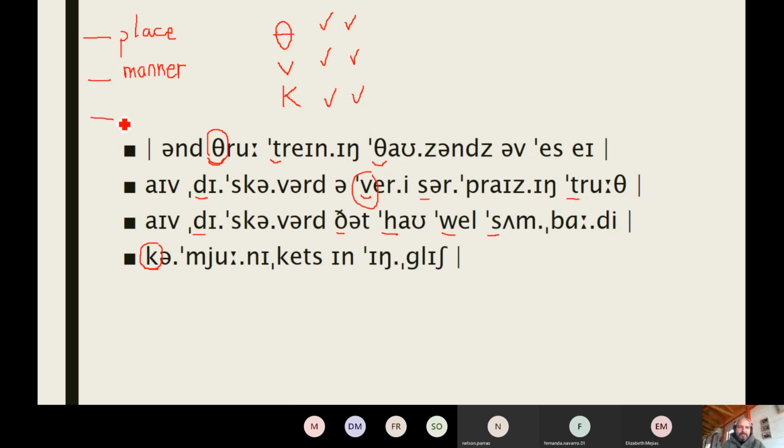Let's push for the bonus. Okay, let's see if we get the whole reward, the whole prize. Let's see if we can get voicing. Voicing has to do with the vibration of the vocal folds, or vocal cords. If they vibrate, we have voiced. Someone? The first one is voiceless. You got that one, correct. The second one is voiced. The last one is voiceless. The second one is voiced. That's what you said, right?